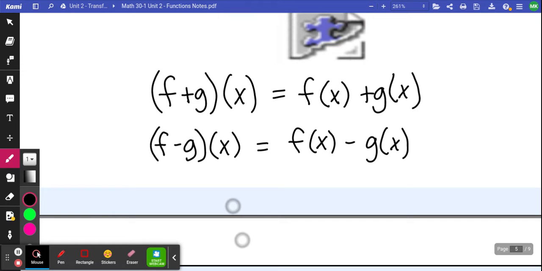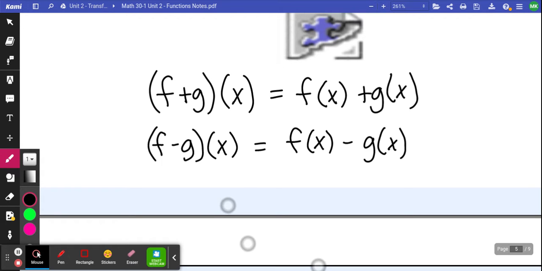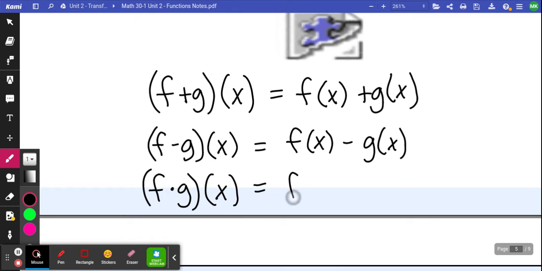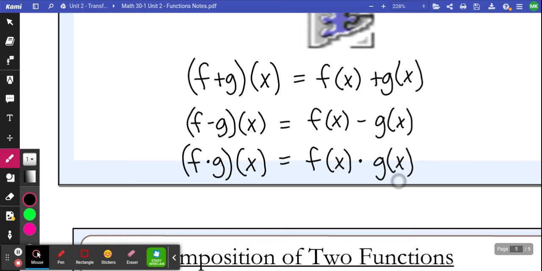We did f times g of x. I'm just trying to think of how we actually wrote it. We just put a times symbol between them like this: f of x times g of x. And then we did dividing. I'll put division like that, which really just meant take f of x divided by g of x. So that's everything we did yesterday.